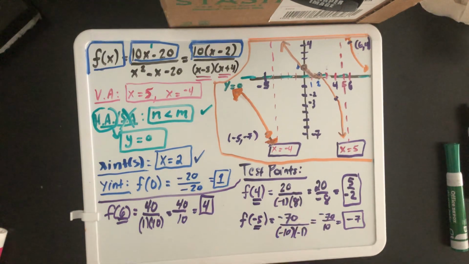Now, we picked really nice numbers. Sometimes you'll get nasty fractions, but the key thing is, am I below or above? That's going to help you determine your sketch.